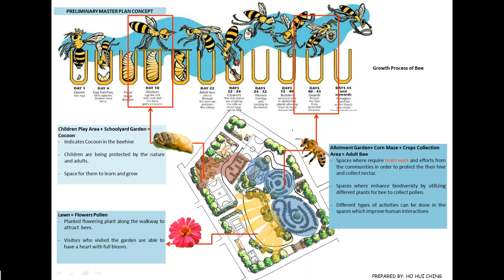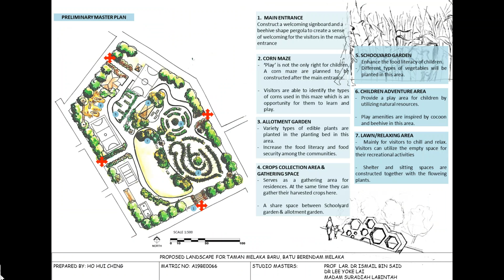Then we move on to the last part of the area planning. This area is an empty lawn which indicates flower pollen, whereby different flowering plants will be planted along the walkway to attract bees. Here comes the prelim master plan with the explanation of every area. As you can see here, the place marked in 1.